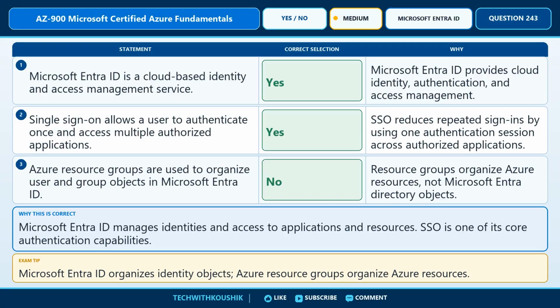The first statement is yes. Microsoft Entra ID provides cloud identity, authentication, and access management. The second statement is yes. SSO reduces repeated sign-ins by using one authentication session across authorized applications. The third statement is no. Resource groups organize Azure resources, not Microsoft Entra directory objects. Exam tip. Microsoft Entra ID organizes identity objects. Azure resource groups organize Azure resources.